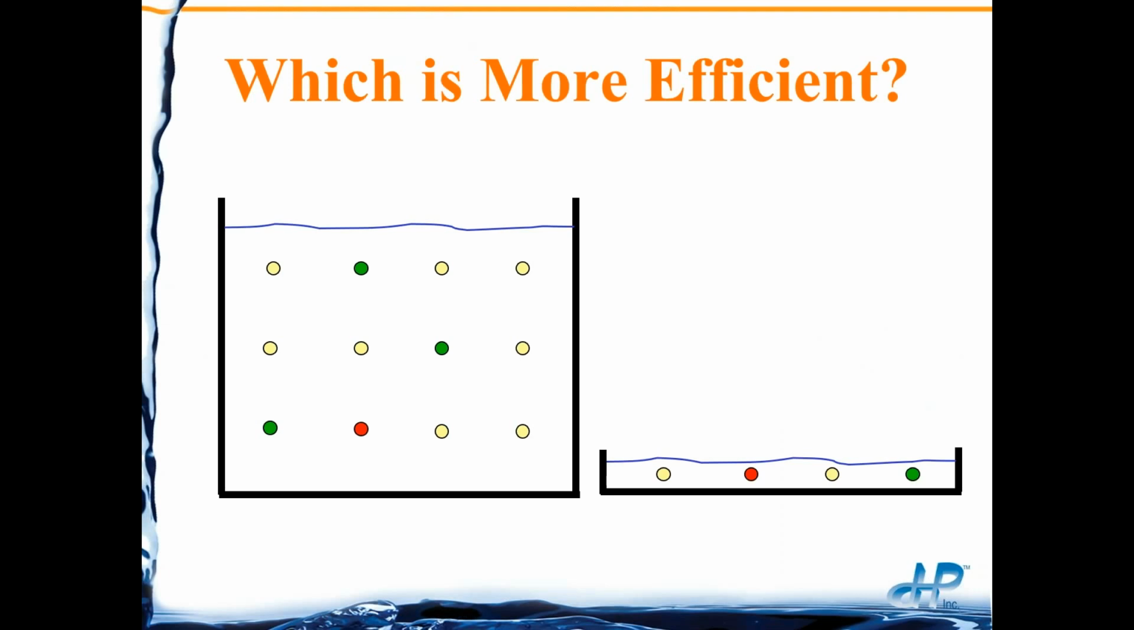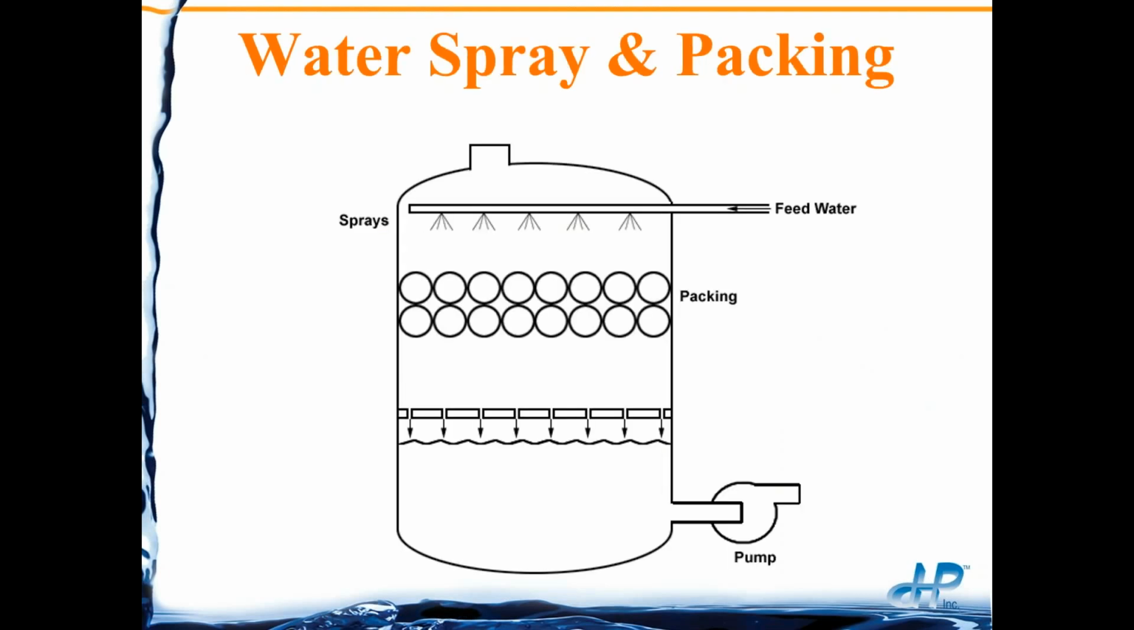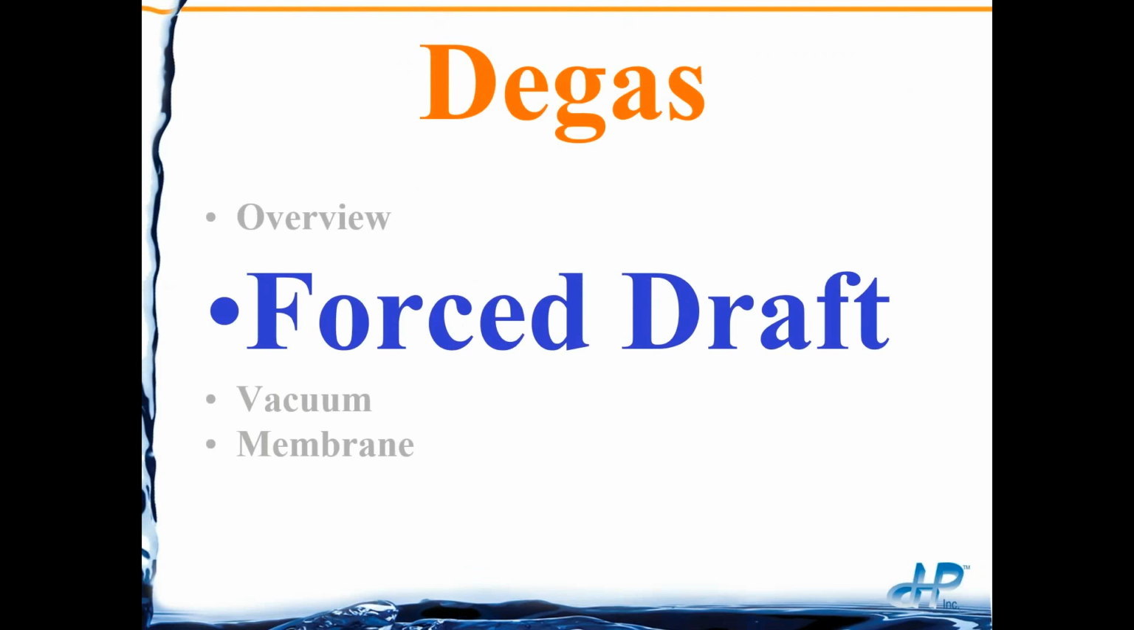Obviously, it would be much quicker and easier to remove gases from water if the water is a very thin layer so that the gases don't have far to travel. So your degasification towers are going to usually have a spray system and a packing like balls or saddles or something, where the water hits this packing material and forms a very, very thin film of water. And now the gases in the water don't have very far to go before they can escape.